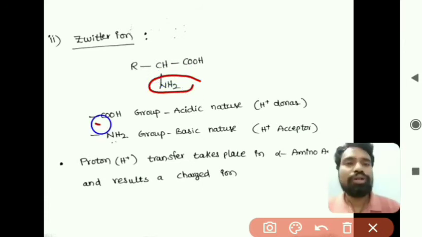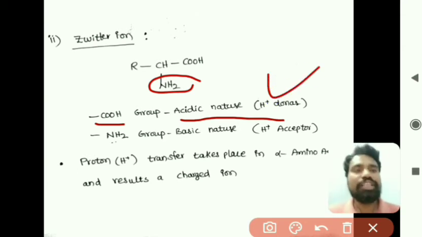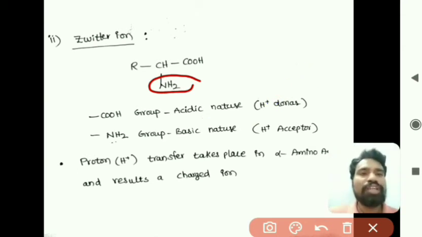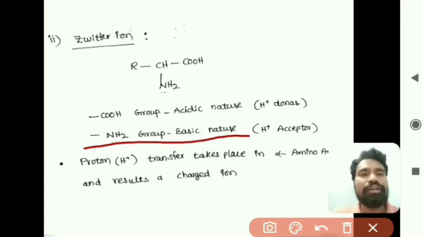As we know, the carboxylic acid group is acidic in nature because it can give H plus ions, so it is a proton donor. The amine group is a basic group because it can accept a proton, so that is a proton acceptor. So in alpha amino acids, both an acidic group and a basic group are present, so automatically it has an amphoteric nature.